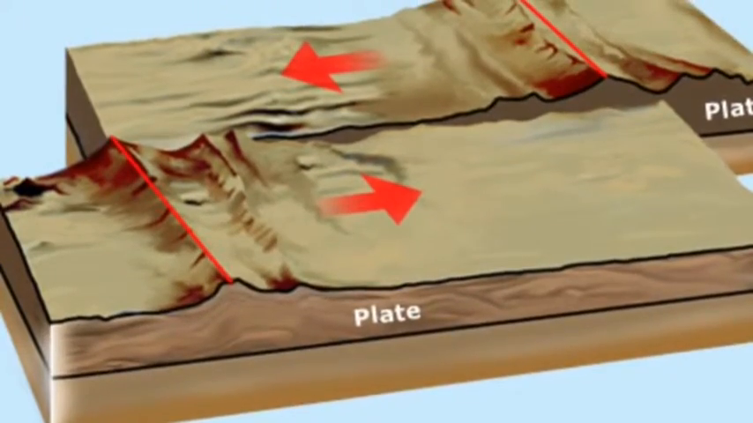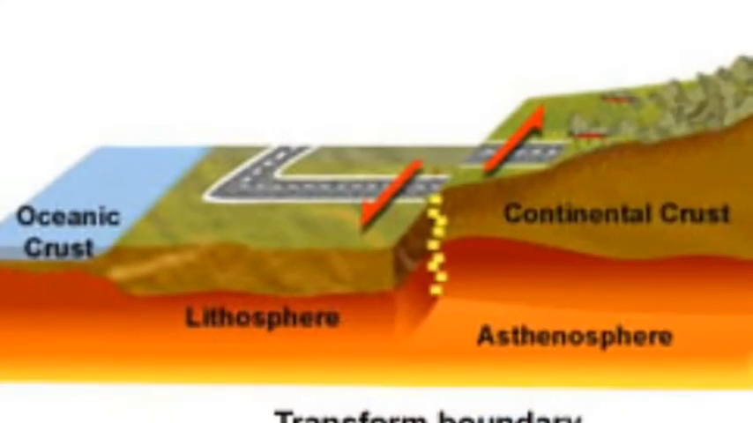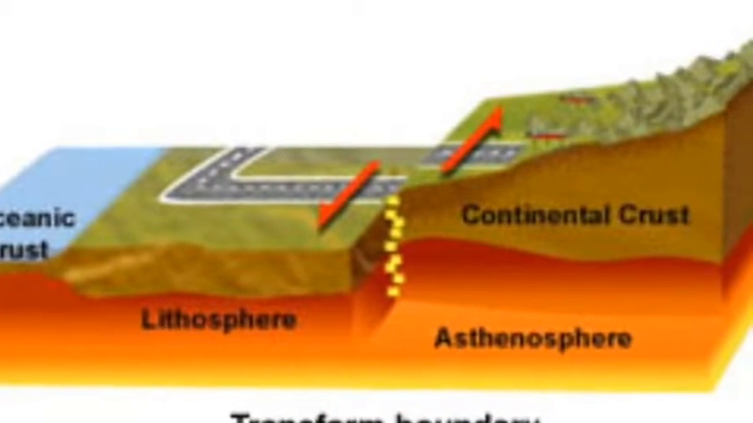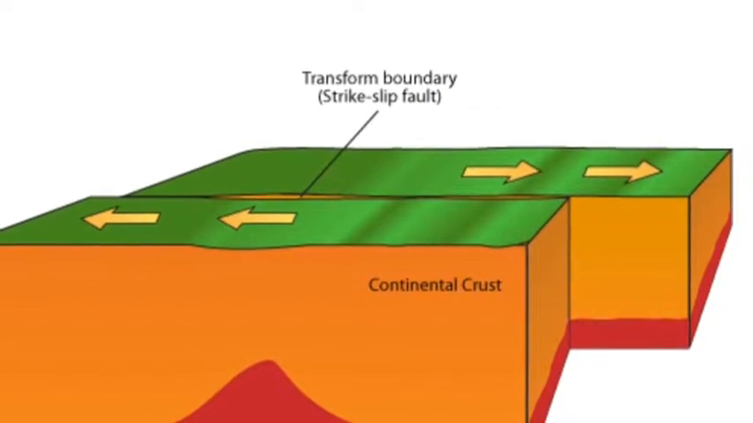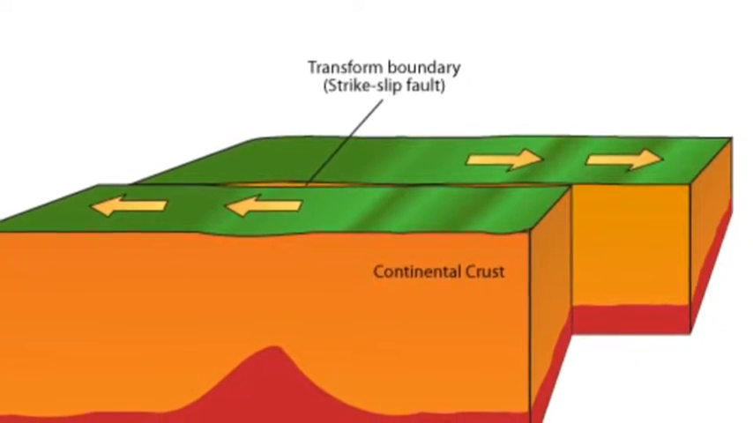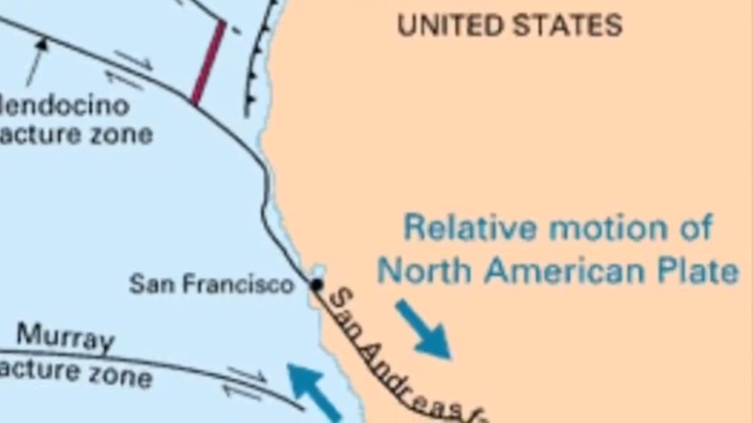A transform boundary is the plate tectonic movement of two plates grinding horizontally past each other. Most transform boundaries are on the ocean floor, but a few occur on land. One example is the San Andreas Fault, which was formed from the North American plate grinding with the Pacific plate.